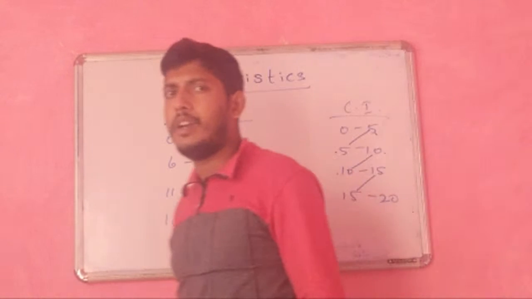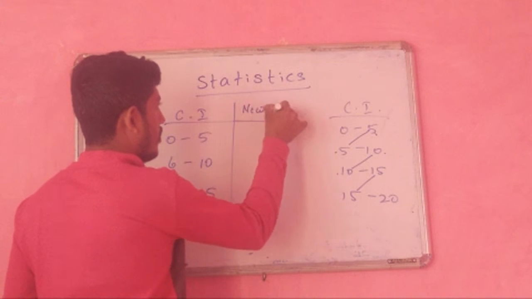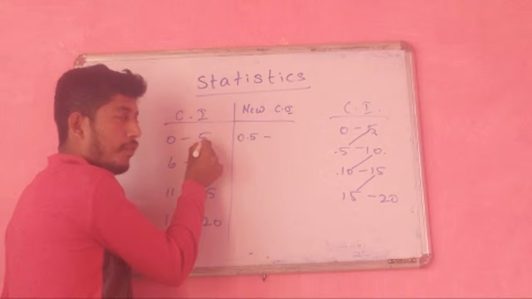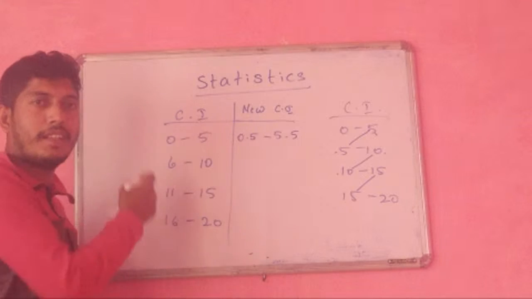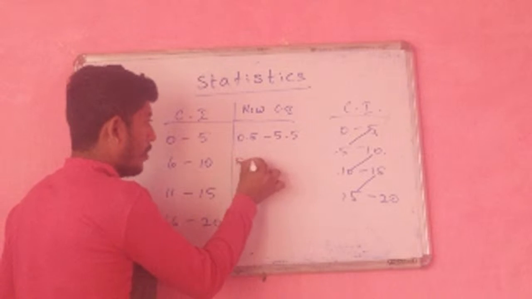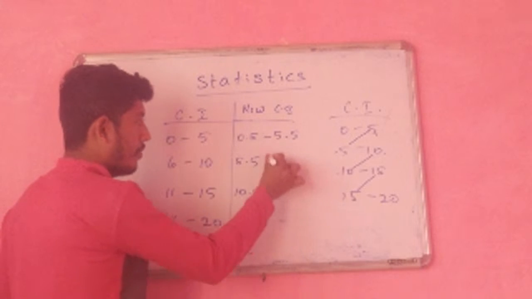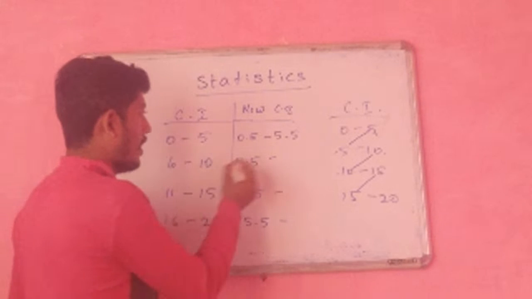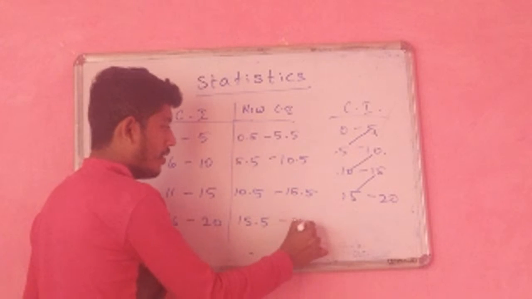So that is a simple thing. So here I will consider the new class interval. For the lower limit I have to subtract 0.5, and for the upper limit I have to add 0.5. First I will take the lower limits and subtract 0.5 from them. So 6 means 5.5, 11 means 10.5, 16 means 15.5. Then I will consider the upper limits and add 0.5 to them. So 10 means 10.5, 15 means 15.5, 20 means 20.5.